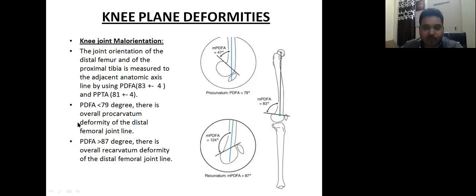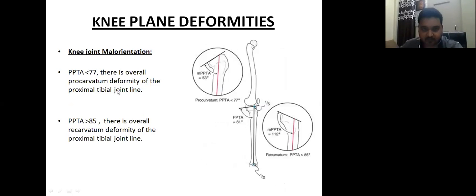So we have to remember, if the posterior distal femoral angle is less than 79 degrees, then there will be an overall procurvatum deformity of the distal femoral joint line. And if the posterior distal femoral angle is greater than 87 degrees, then there will be an overall recurvatum deformity of the distal femur.